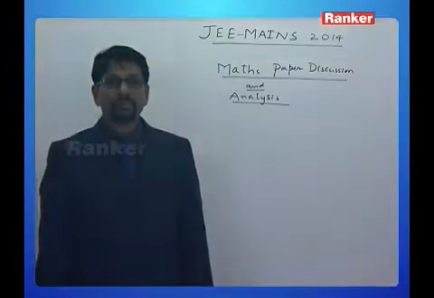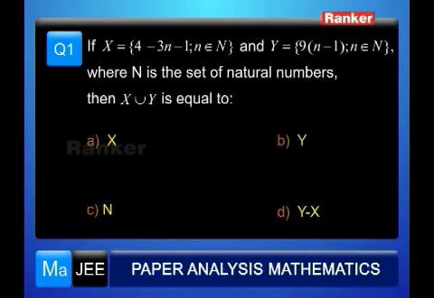Question number 1, it reads like this: if x is equal to the set 4 power n minus 3n minus 1, n any natural number, and y is equal to the set 9 into n minus 1, n any natural number, where capital N is the set of natural numbers, then x union y is equal to: first option x, second option y, third option natural numbers, fourth option y minus x.